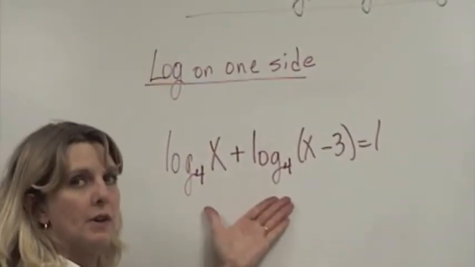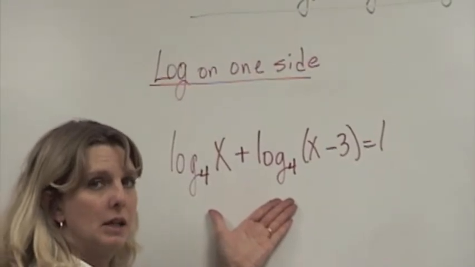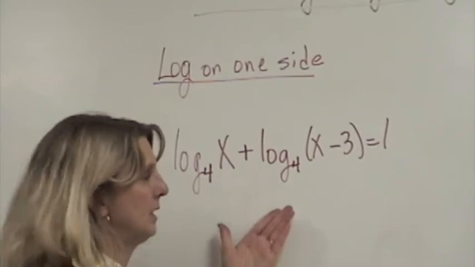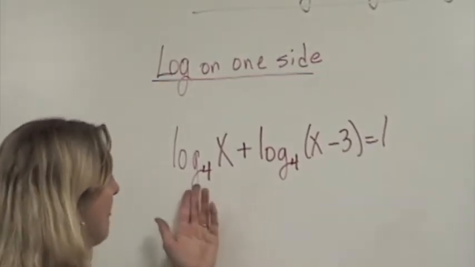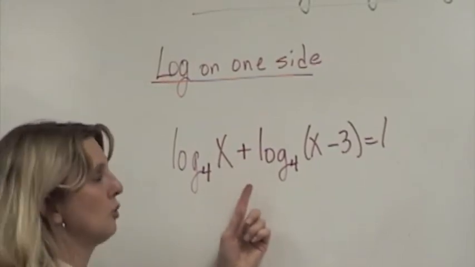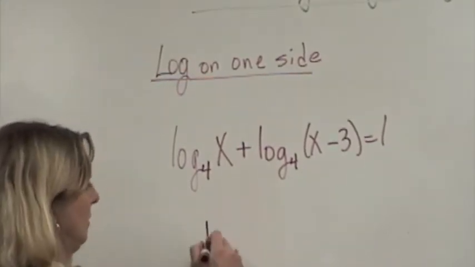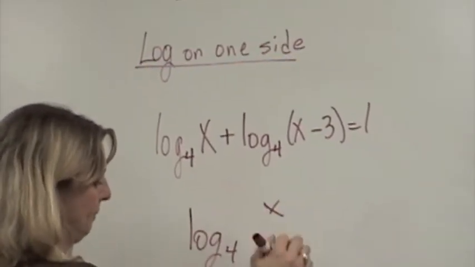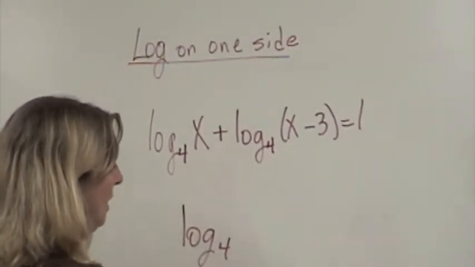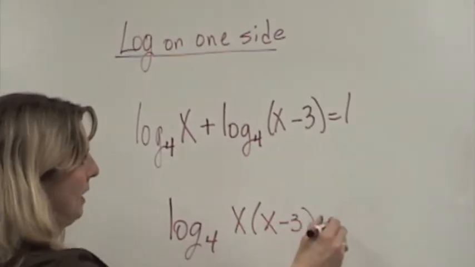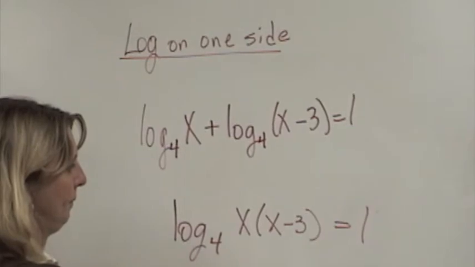Before we can solve this, we must condense it to have the word log only once on this left side. So, since I see addition, I know addition can contract to be a multiplication. Log base 4 of x times x minus 3 equals 1.